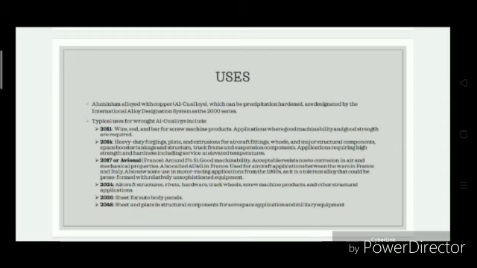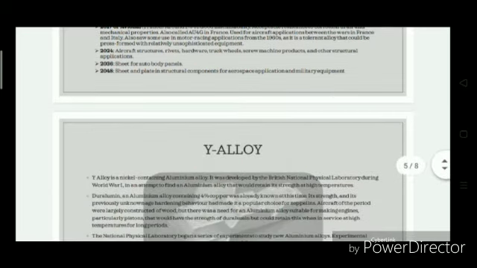2024 criterion includes aircraft structures, rivets, hardware, truck wheels, screw machine products, and other structural applications. 2036 sheet for auto body panels, and 2048 sheet and plate and structural components for aerospace application and military equipments.